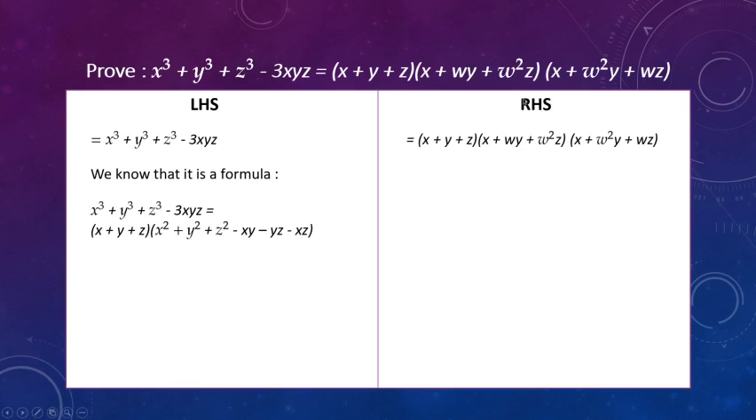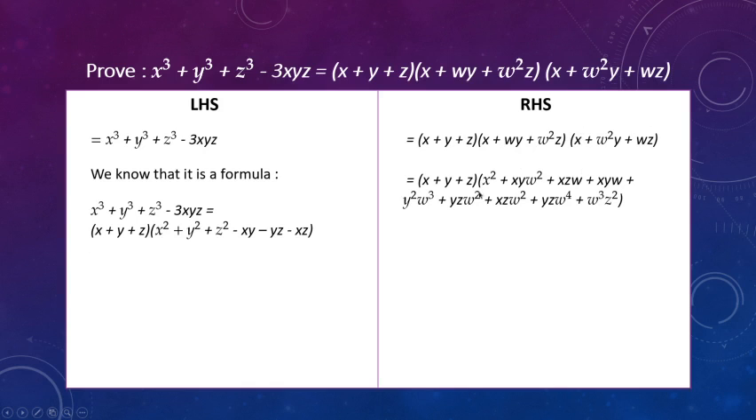Now come to right hand side. Right hand side is x plus y plus z, x plus omega y plus omega square z, x plus omega square y plus omega z. You have to keep in mind that these values omega and omega square are basically the cube roots of unity. Omega and omega square are the complex cube roots of unity. Now, as we have to prove this right hand side equal to this left hand side, in starting we have x plus y plus z, and here also we have x plus y plus z. So we will multiply these two brackets.